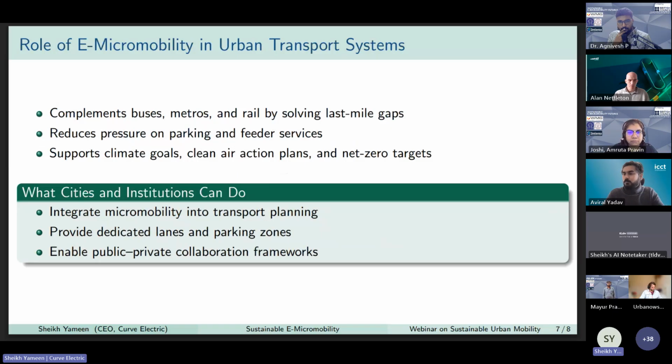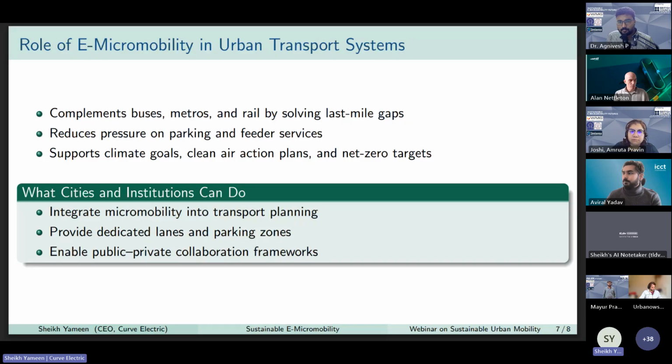As I talked about this early as well, it does complement your mid-mile instruments, your buses, your metros, your rail. It complements them. It solves your first mile, it solves your last mile connectivity. It also reduces the pressure on parking. And I think we also need to understand that the most valuable real estate in the world is currently occupied by these parking lots. So a lot of these spaces can be freed up. A lot of valuable commercial real estate can be freed up.